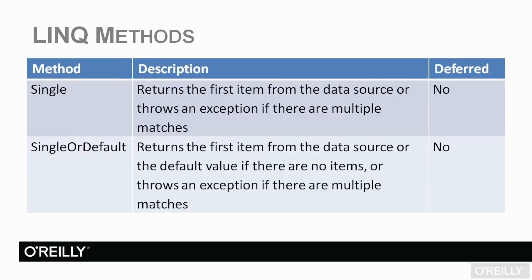Single and SingleOrDefault are also methods that you'll probably use a lot, because they'll return a single item. So if you're running a query on a table, for instance, you're looking for an item based on its primary key, or some other query string and you only expect one return value, you can use Single or SingleOrDefault. Single will throw an exception if there are multiple matches, as will SingleOrDefault. Single will also throw an exception if there are no matches, whereas SingleOrDefault will return a default value. And the default value is equal to null, unless your object says otherwise.